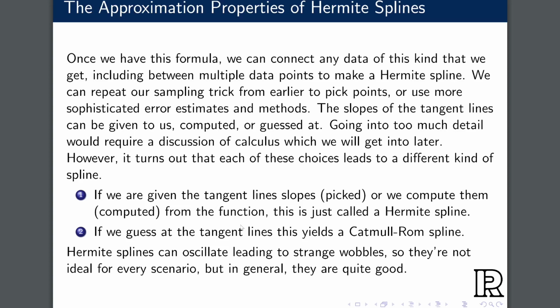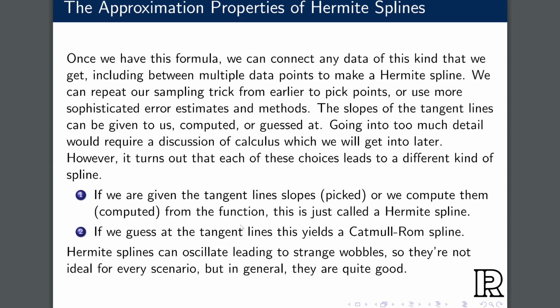And so that slope information, talking about how to get it requires calculus, but two most common cases are either you've just been given the slope and you're trying to match it, or you've computed that slope from the original function using calculus. Or the third option is you just kind of guessed, or you just made one up. The first two of these is just usually called a Hermite spline, and the third one actually gives you what's called the Catmull-Rom spline. Depending on what method you use to guess, you either get a Catmull-Rom spline or something called a canonical spline.